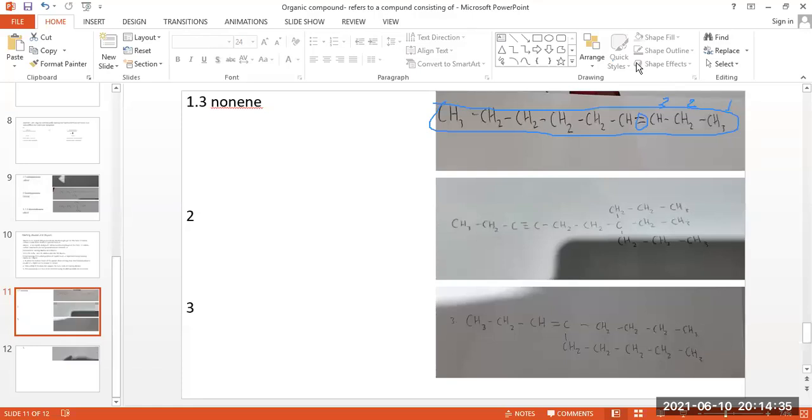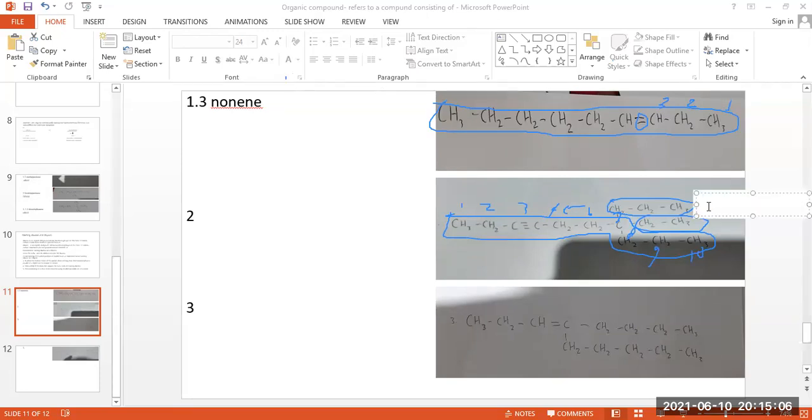Okay. So this one, number 2, I think this is the longest parent chain here. And these are the branches. The rule says we count from the nearest double bond or triple bond. This is a triple bond, so we start counting from here. 1, 2, 3, 4, 5, 6, 7, 8, 9, 10. This one is called propyl, and this is ethyl.